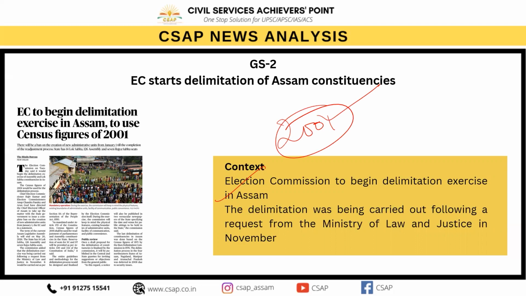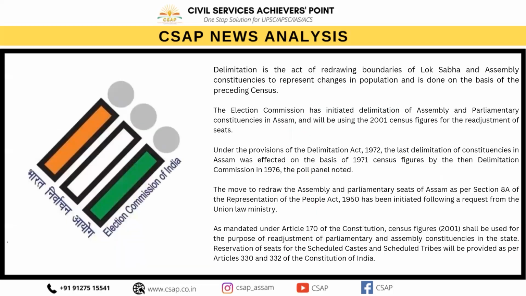So we have seen that the last delimitation of the constituencies in Assam was done on the basis of the census figures of 1971 by the then Delimitation Commission in 1976. So what is this delimitation? Delimitation is an act of redrawing boundaries of an assembly or Lok Sabha seat to represent changes in population over time.